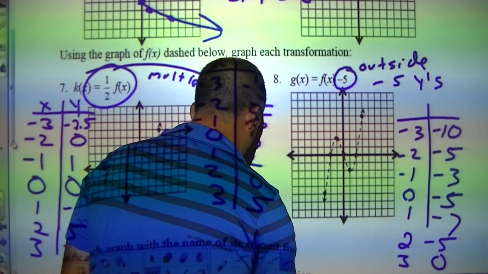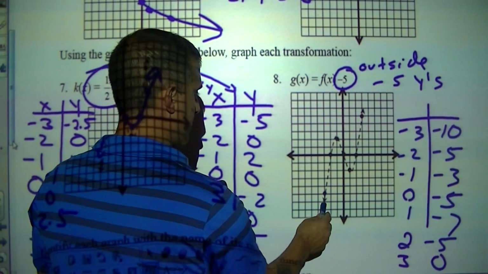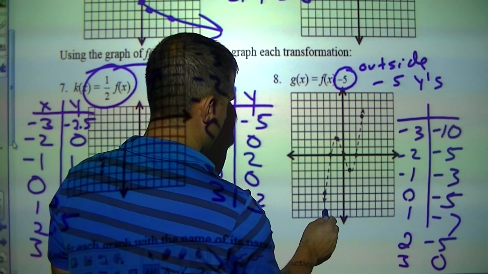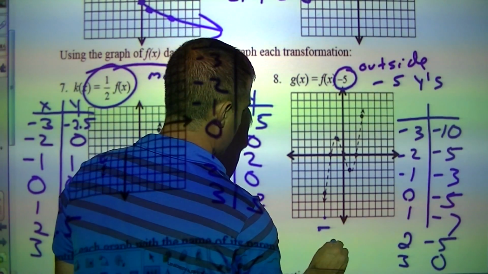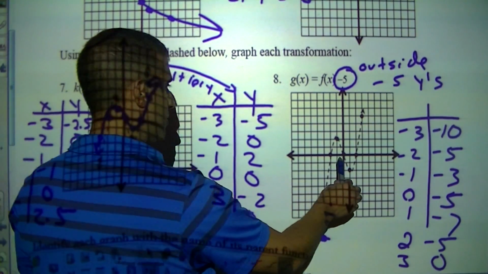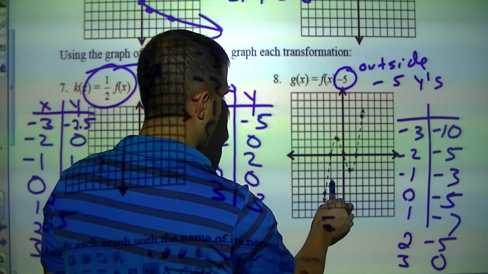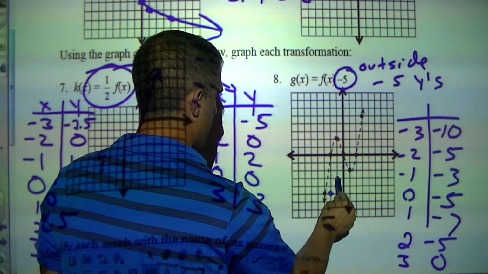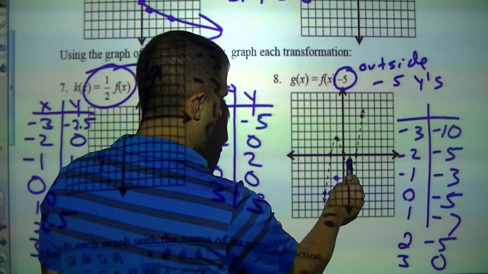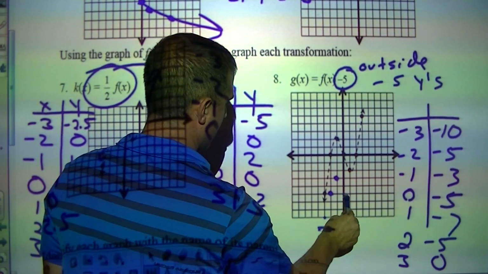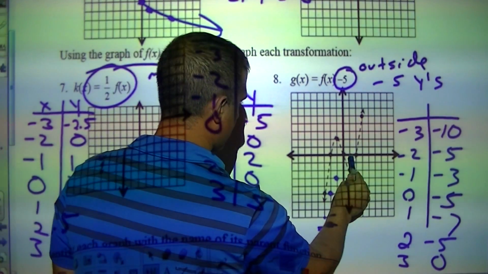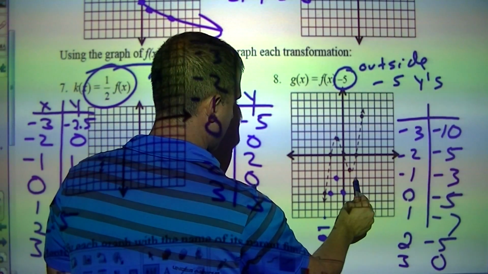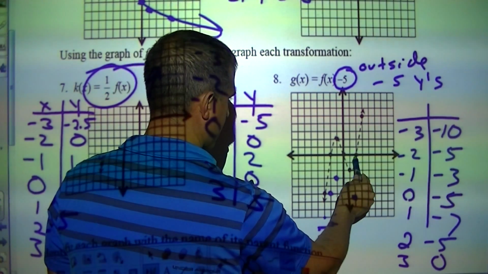So I just go ahead and graph those points. -3, -10 would be 1, 2, 3, 4, 5, 6, 7, 8, 9 and 10. -2, -5. So -2, 1, 2, 3, 4, and 5. -1, -3, 1, 2, and 3. 0 and negative 5, 1, 2, 3, 4, and 5. 1 and negative 7, probably down about here. 2 and negative 5 would be about here. And 3 and 0 would be about here.